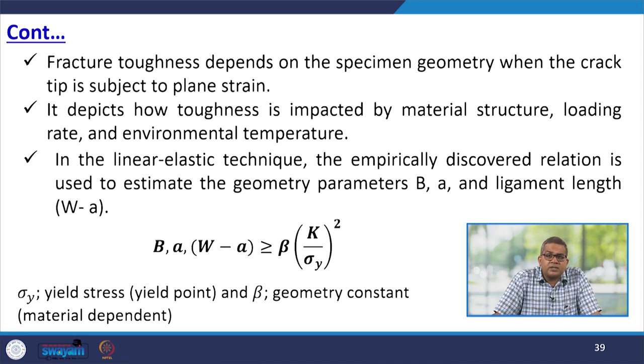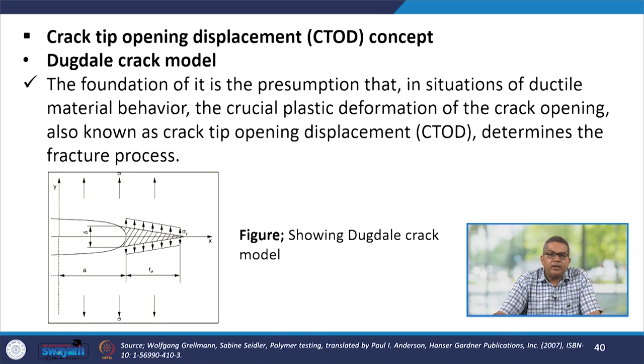Now, the fracture toughness depends on the specimen geometry when the crack tip is subject to plane strain. It depicts how toughness is impacted by the material structure, loading rate and environmental temperature. In the linear elastic technique, an empirically discovered relation is used to estimate the geometry parameters B, a and ligament length. Now, this can be given mathematically by this particular formula, where sigma y is the yield stress, the yield point, and beta is the geometry constant, which is material dependent.